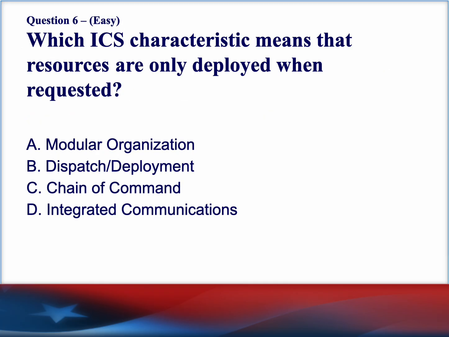Question 6. Which ICS characteristic means that resources are only deployed when requested? A. Modular organization. B. Dispatch and deployment. C. Chain of command. Or D. Integrated communications. The correct answer is B. Dispatch and deployment. Here's why.